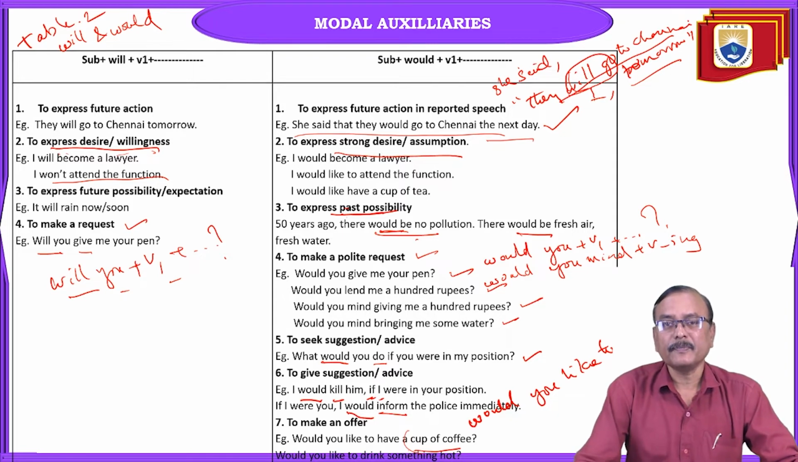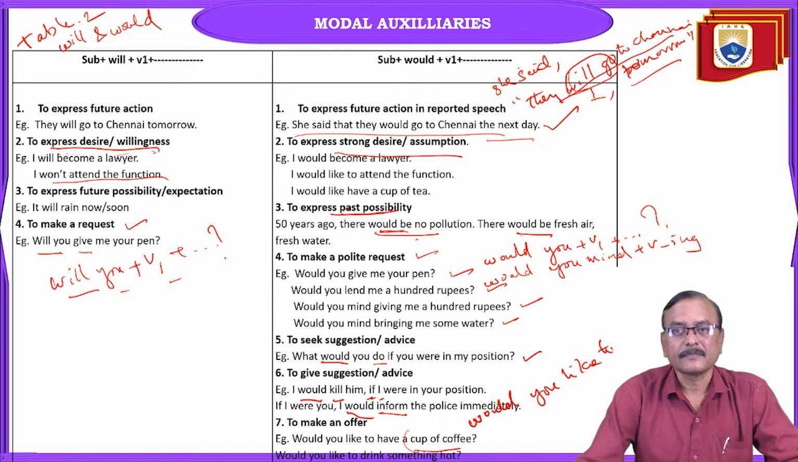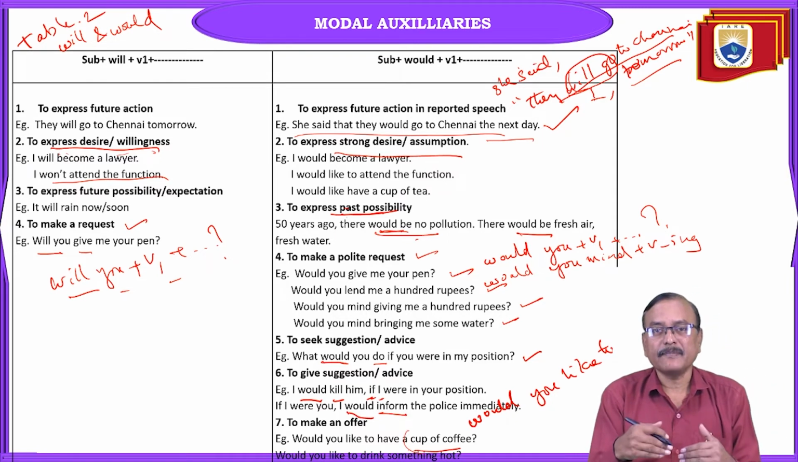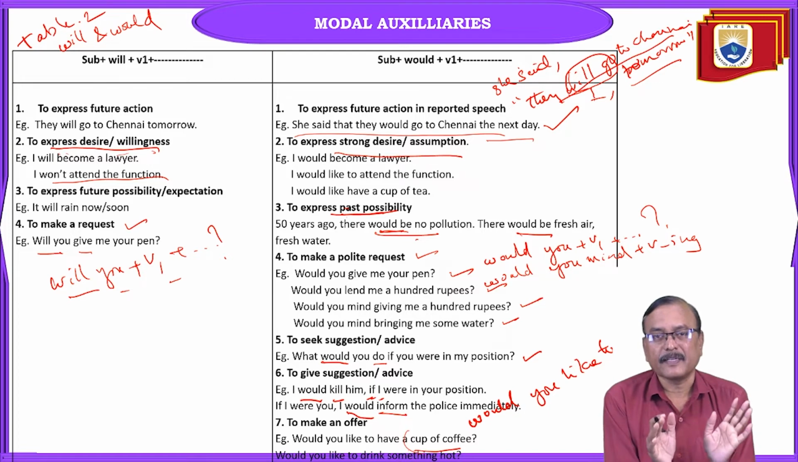What would you like to plus V1 form? What would you like to have? What would you like to drink? What would you like to play? Is it clear? What would you like to eat? Would you like to have meals? Would you like to have chapatis? Like that. Just practice them 2-3 times, and you can get the structure automatically fixed in your brain.